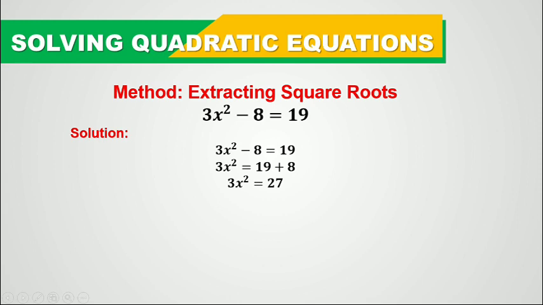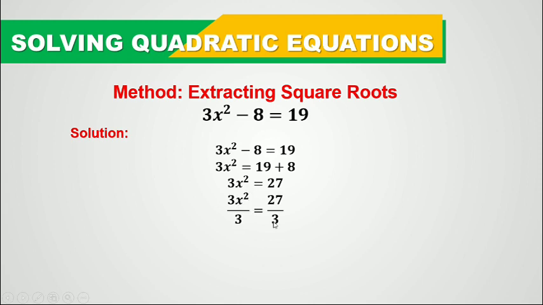And then, what are we going to do next? Since there is a numerical coefficient right beside x squared, may numerical coefficient na 3 pa sa x squared, so let's divide both sides of the equations by 3 first. So 3x squared divided by 3 equals 27 divided by 3.